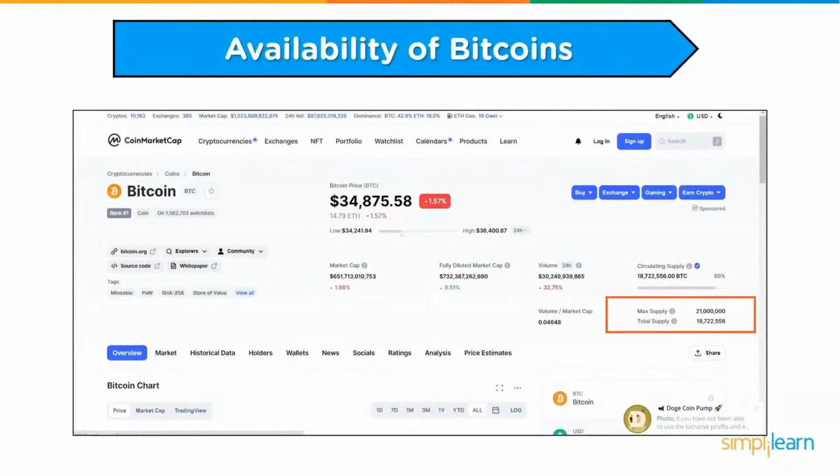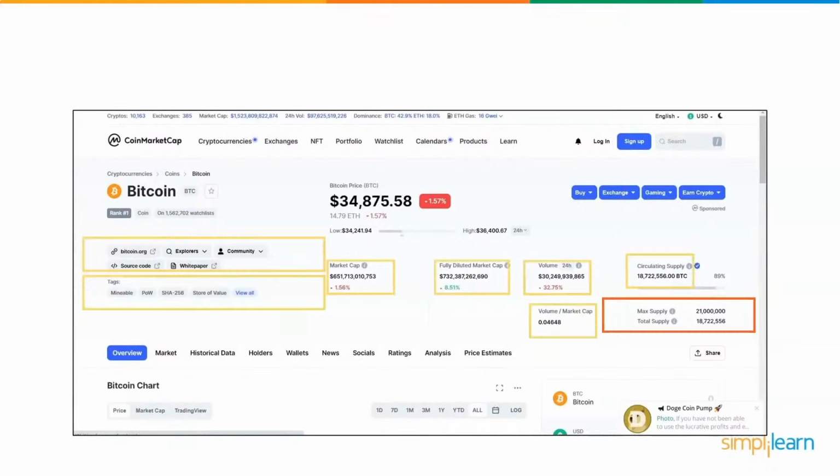Next is Bitcoin. Similar to Dogecoin, you can see the red box on the right side of the graph shows the maximum supply of Bitcoin. On the extreme left, you can see first the options that you can use according to your requirement. Like if you want to know more about Bitcoin, you can go for the first option, that is www.bitcoin.org, which will lead you to the official website of Bitcoin.